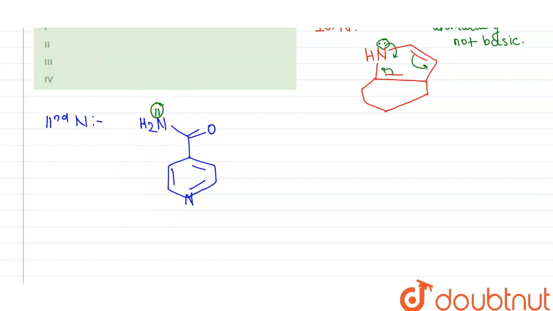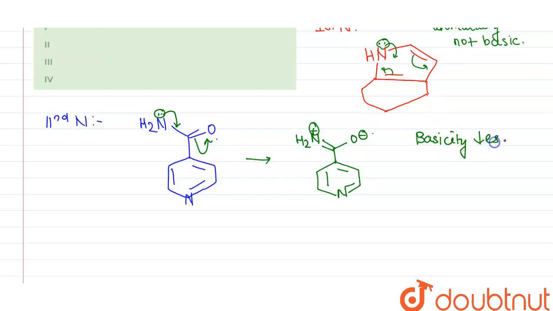If we see the electrons present on the second nitrogen, they are involved in conjugation like this. So we will observe here NH2 positive. Now this will have a double bond, and this has a single bond like this. So this lone pair on the nitrogen atom is also involved in conjugation here. So it won't be much basic. So the basicity decreases here also.